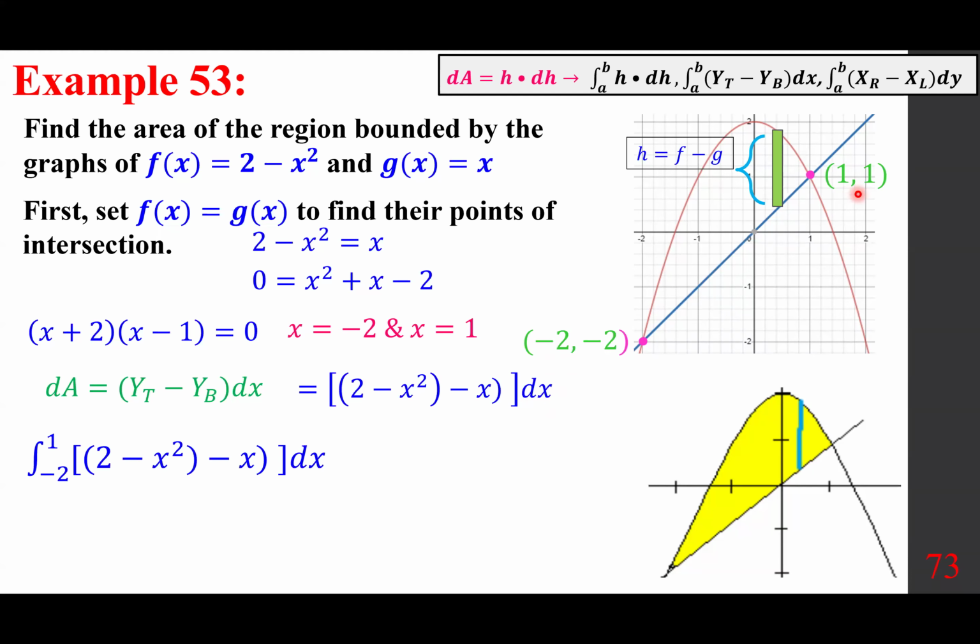So what do we have here? 2x minus 1/3 x cubed minus 1/2 x squared from -2 to 1. I'm going to leave it for you to evaluate and show that it's 9/2. Again, just plug in 1, plug in -2. That's elementary algebra.